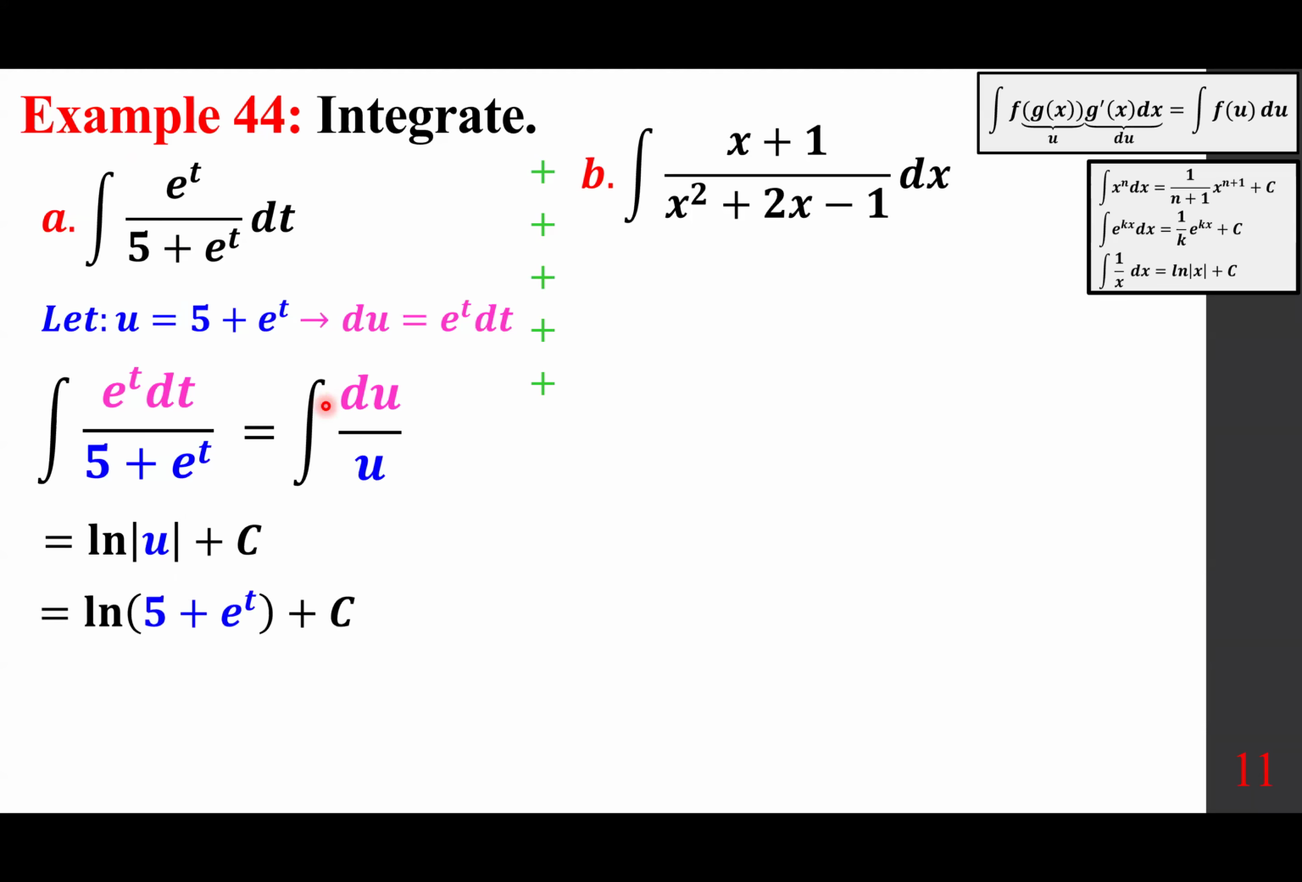Bear in mind, 5 plus e to the power of t is a positive statement. In fact, it's greater than or equal to 5 always. Therefore, you can drop the absolute value. What happens here, you want to simplify, you can't.